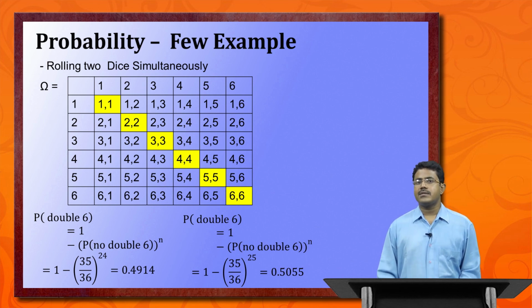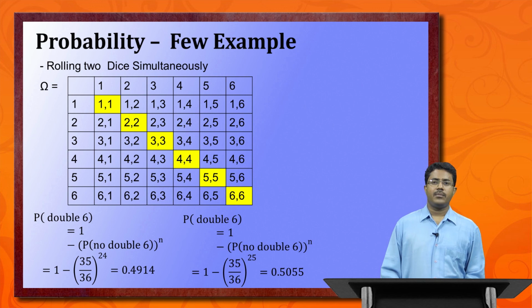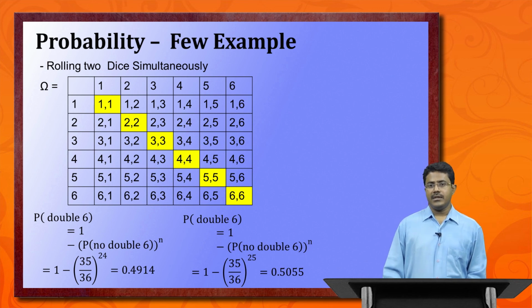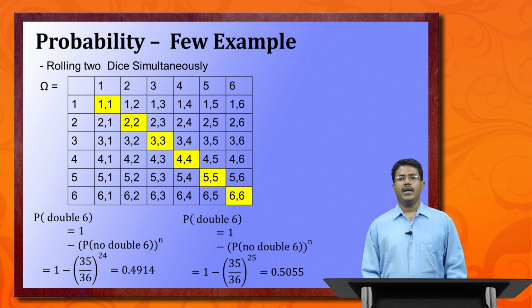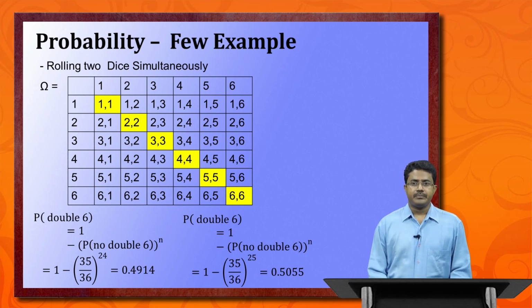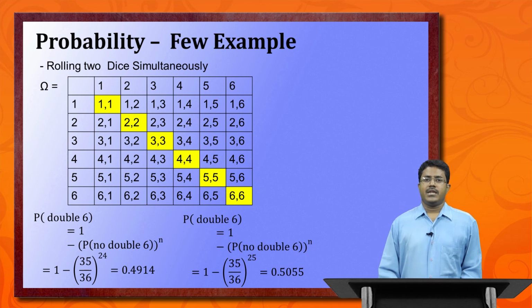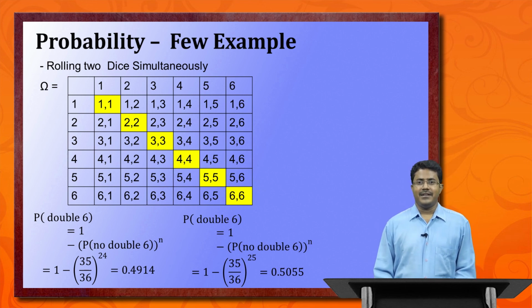If we take the value of n as 25, in that case the probability of the same event is 50.50%, that is more than 50%, and for 24 it is less than 50%. So your chance of winning is more than 50% if the number of trials is 25. So if you want to bet with your friend, consider the number 25 rather than 24, because for 24 the probability is 49%, and for 25 the probability is more than 50%. So your chance of winning is high if you take the number of trials as 25. So use the probability.